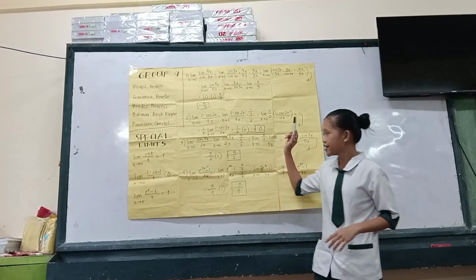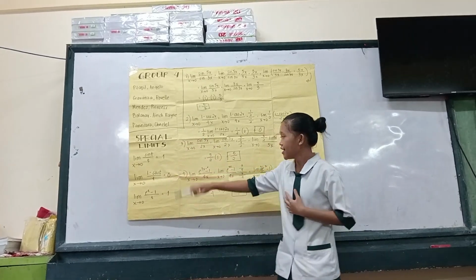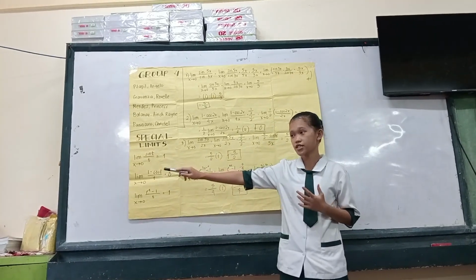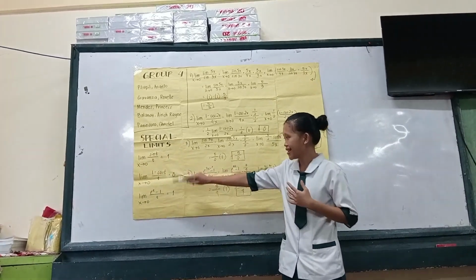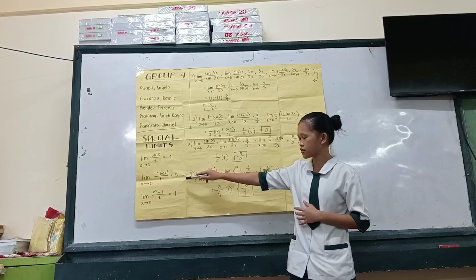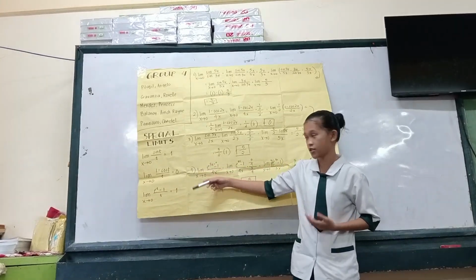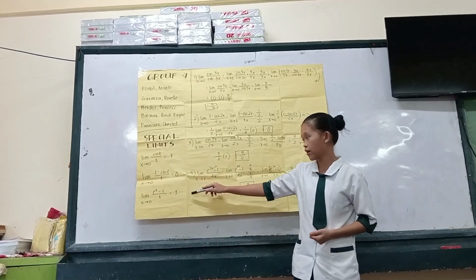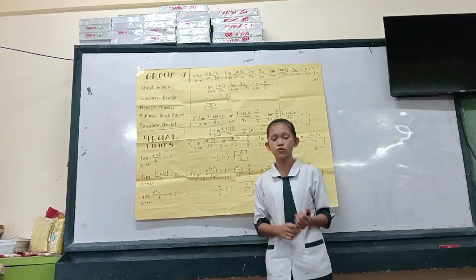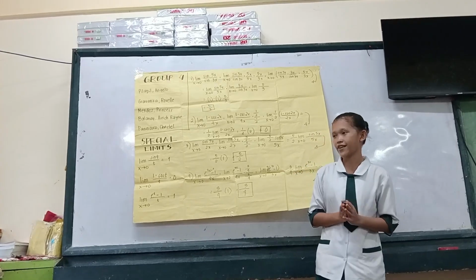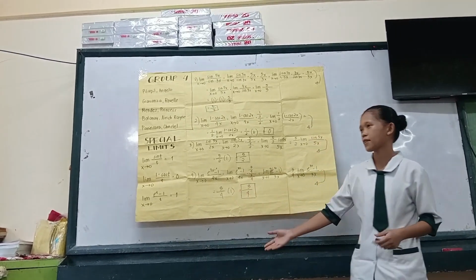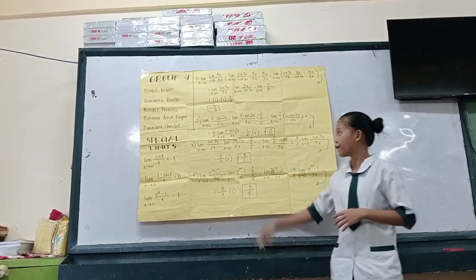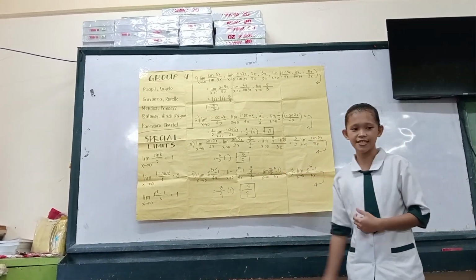So there are three special limits. The first is the limit of sin t over t as x approaches 0. The second is the limit of 1 minus cosine t over t as x approaches 0. And the third is the limit of e to the power of t minus 1 over t as x approaches 0, where t is a function of x. Those are the rules of special limits. Now let's proceed to the four examples of special limits.